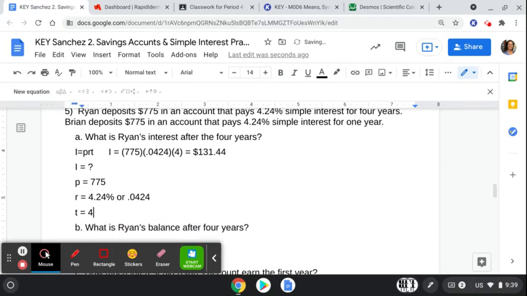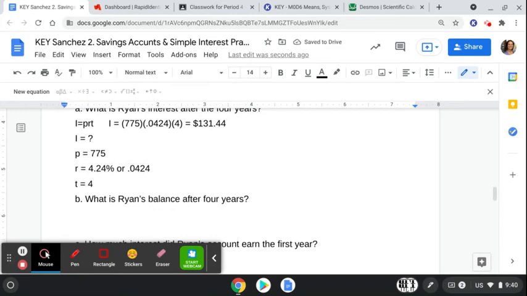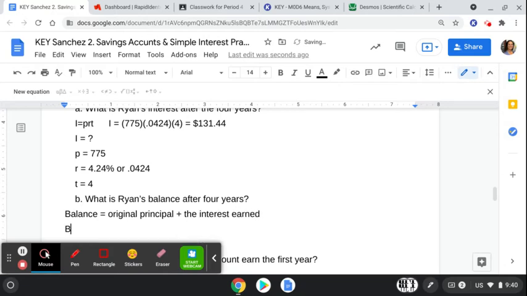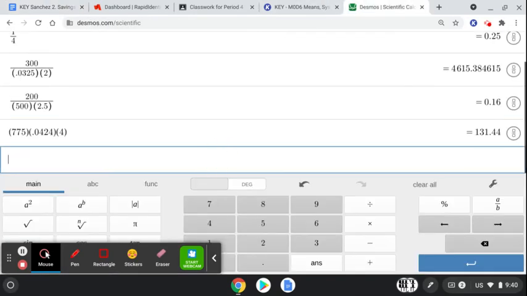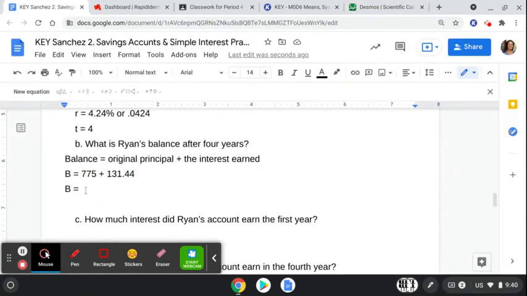Okay. What is his balance after 4 years? The balance is equal to his original principal plus the interest earned. So we take his original 775 principal and we add this 131.44 that he just got. Let's go put that in Desmos. And we've got 906.44 as his new balance.